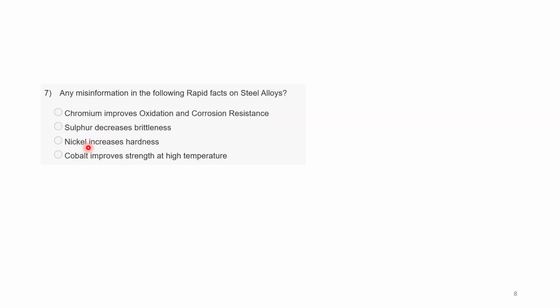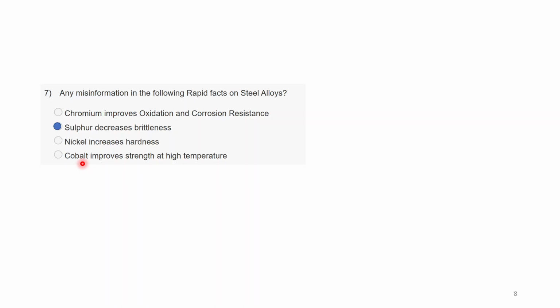Any type of impurities or alloying elements that you add will provide some type of substitutional solid solution or interstitial type of solid solution. So both types of solid solution strengthening will be there, and this will increase the hardness as well. Next is, cobalt improves strength at high temperature. As you have cobalt, this will also improve strength at high temperature. So for hot hardness as well, at higher temperatures cobalt is used.